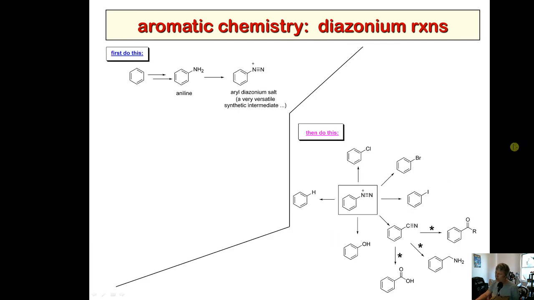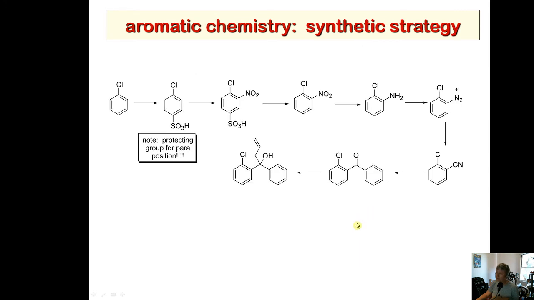I guess one thing we're not showing is also the azo coupling. Remember that, where you have another benzene, and the other benzene attacks the diazonium, and it makes an azo linkage. It's carbon, nitrogen double bond nitrogen, and a benzene. That's another cool thing you can do, diazonium reactions. You can review that in the notes. This is just a random synthetic strategy, a pretty complicated synthesis.